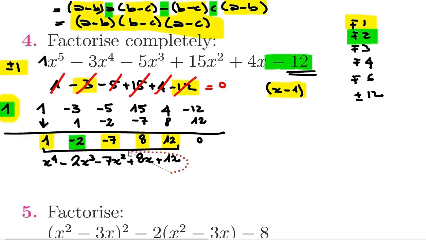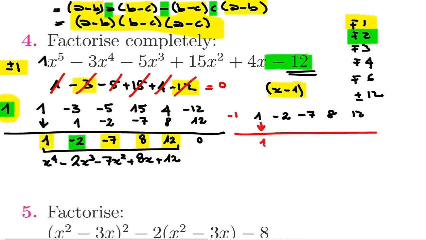In fact, let me set this aside. No, I won't set it aside. To the side, let's do it according to minus 1. So, the coefficients here, let me set these aside again. 1, minus 2, minus 7, 8, 12. We were doing it according to minus 1. We bring down this one as 1 below.